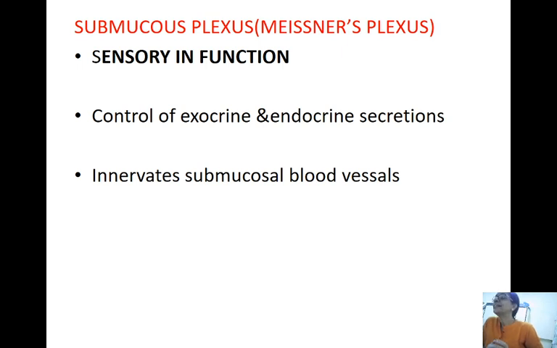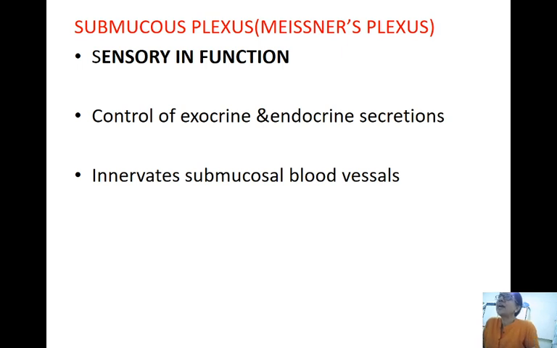Endocrine secretions means they will directly act on the target tissue, target organ, that is via the blood. So what are the endocrine? Endocrines are your gastrin, CCK, pancreozymin. All these are your endocrine secretions, and this layer innervates the submucosal blood vessels. Meissner's plexus will innervate the submucosal blood vessels, because I told you in the submucous layer we have got the blood vessels.